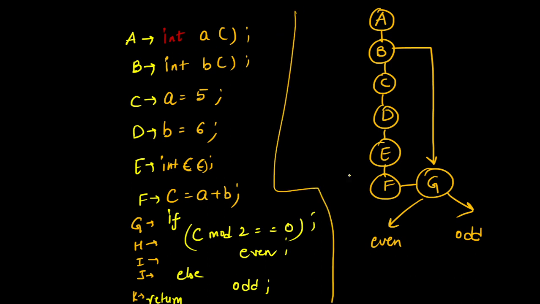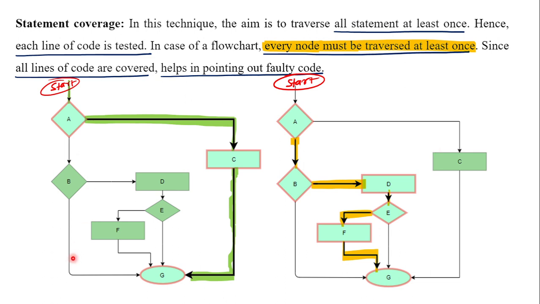Now let's say that here we made the flowchart. Now if I'm able to cover this like this, or if I'm able to cover this, meaning somehow I'm covering all the nodes, this means that statement coverage is done. This is what they're saying: in statement coverage all the nodes have to be traversed.